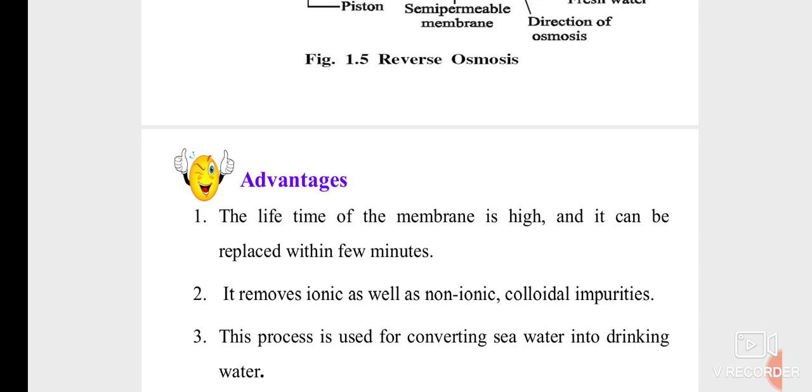The first one is that the membrane lifetime is very high. Then it can be replaced within a few minutes. Then ionic as well as non-ionic substances can be removed from water by this process. Then colloidal impurities are also removed. Then the important one, conversion of seawater into drinking water, is the main advantage. So these are some of the main advantages of reverse osmosis. Okay.